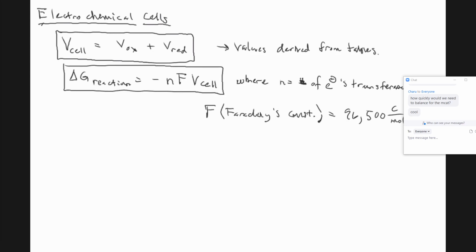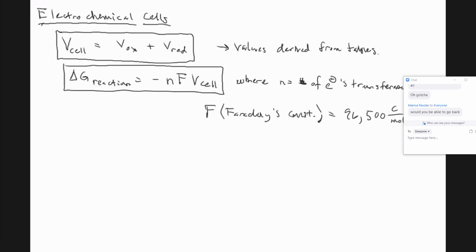So for electrochemical cells, there are two types of cells that we need to know. Let's take a look at those two cells. No, it's the number of electrons that we found when they're transferred using the oxidation states, Aditya. Yes, I can go back. Not a problem. 96,500. Cool.